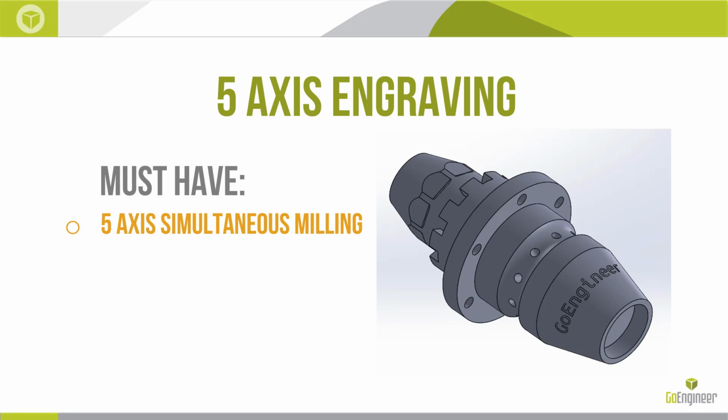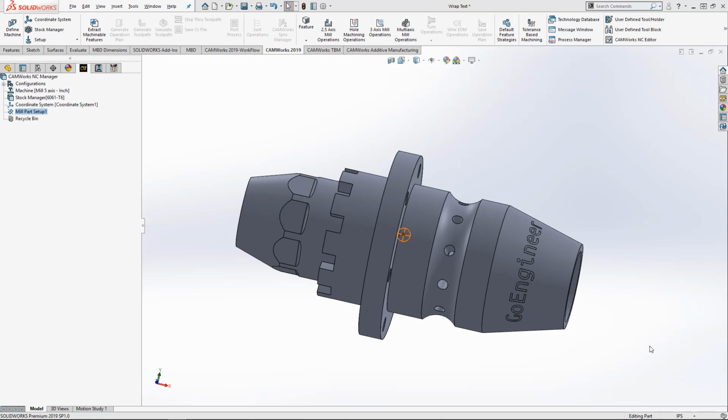I'm with GoEngineer. Today, I'm going to create a 5-axis engrave feature. This will require 5-axis simultaneous milling. When engraving on a conical surface, the sketch must be projected onto it. You can use the SOLIDWORKS split line feature or the wrap feature.